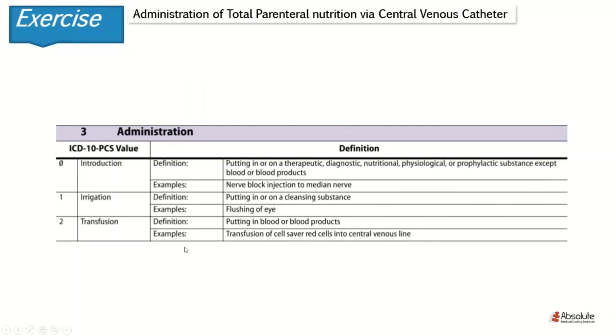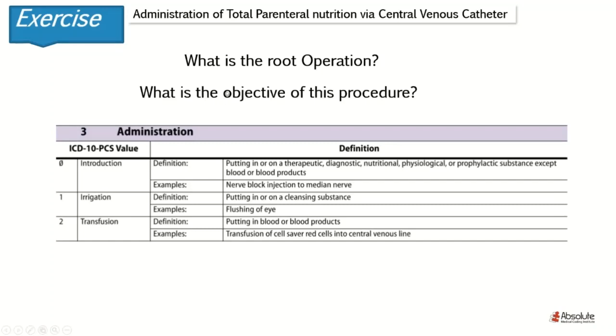We have another exercise. This is for administration of total parenteral nutrition via central venous catheter. All right, coders, what is the root operation? And I've put them right in front of you. If you said that the root operation of this procedure is introduction, outstanding, because when parenteral nutrition is being administered, that's typically when someone has an ostomy and they are putting in food through their tube. So if you look at the definition or the objective, this is putting in or on therapeutic, diagnostic, nutritional. There you go. That's our key term. So we know that our root operation is introduction.